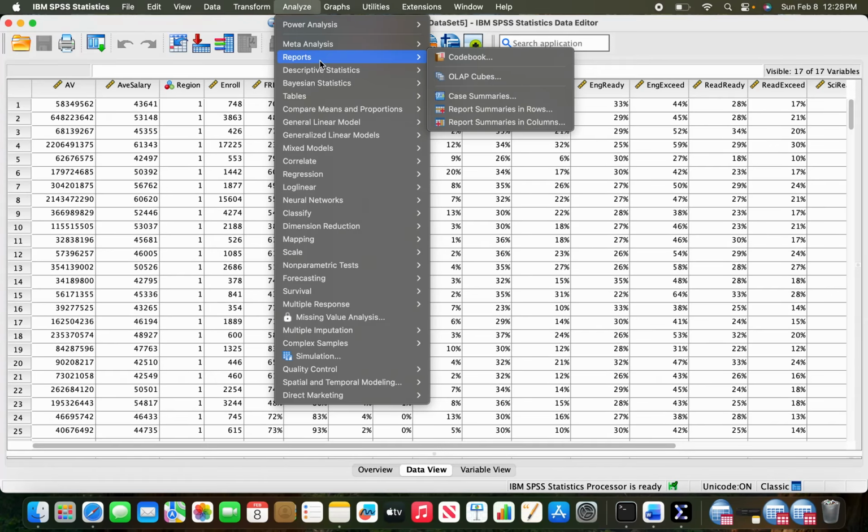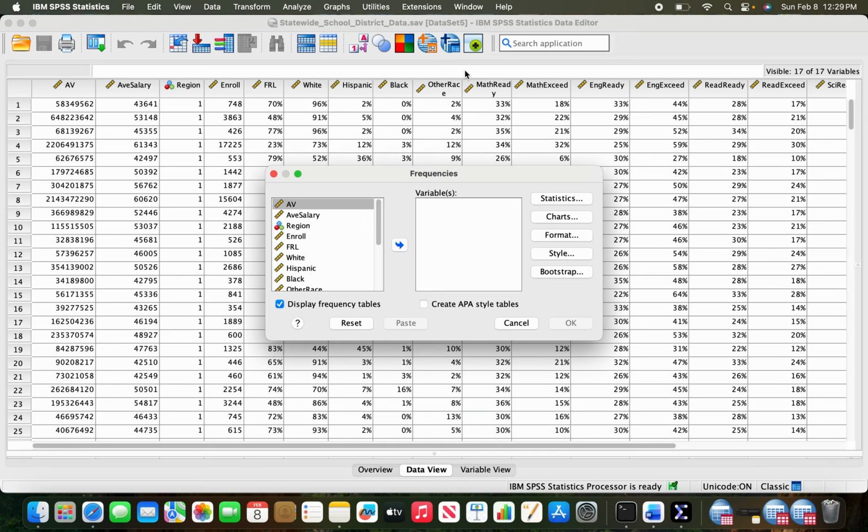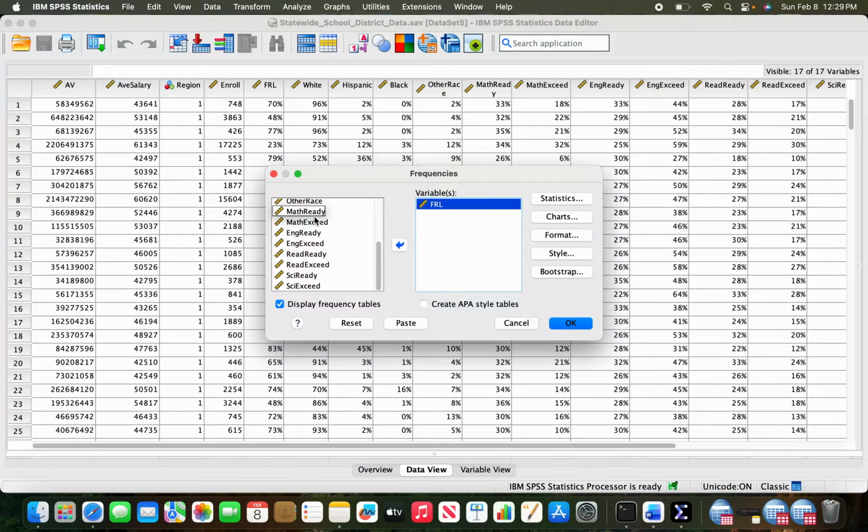Hi, we're working on correlation today. I'm first going to start by running a histogram to determine if the variables are normal. What we're looking for is free reduced lunch, and we are looking for math exceed.